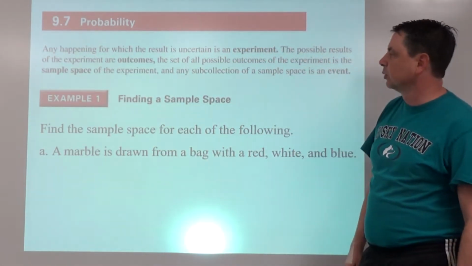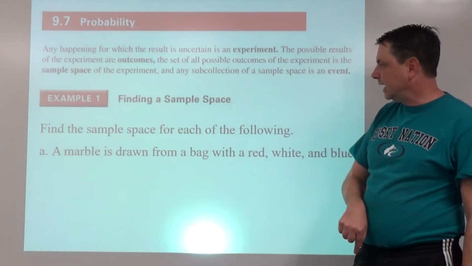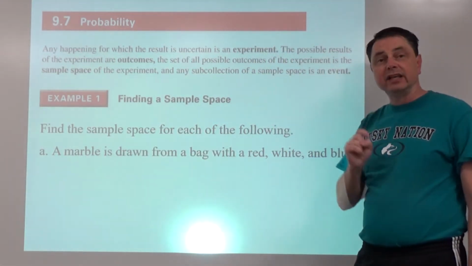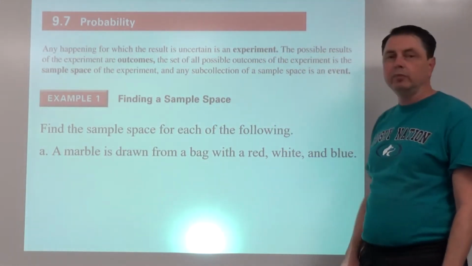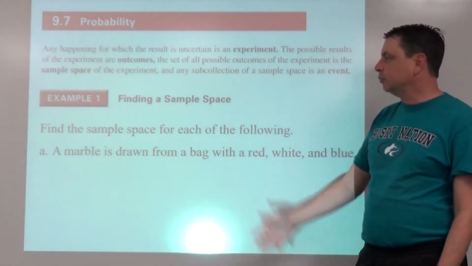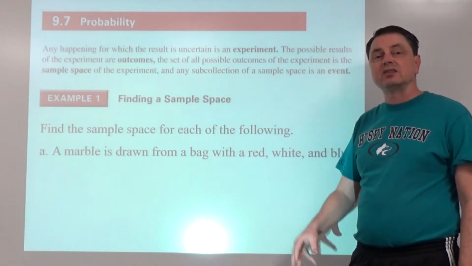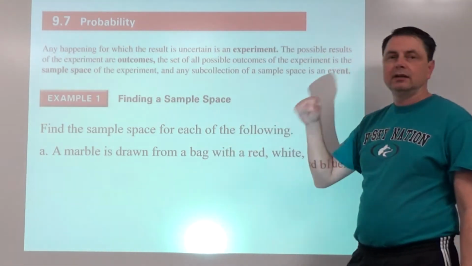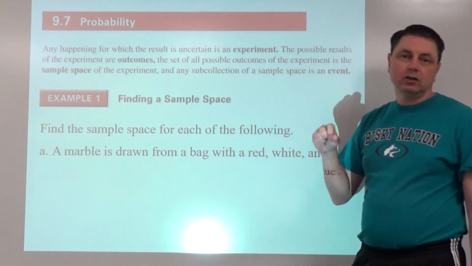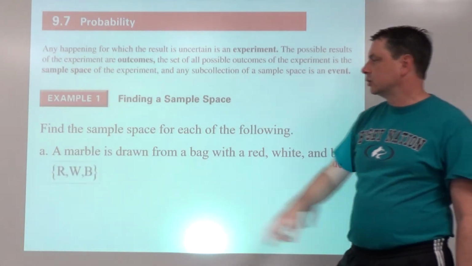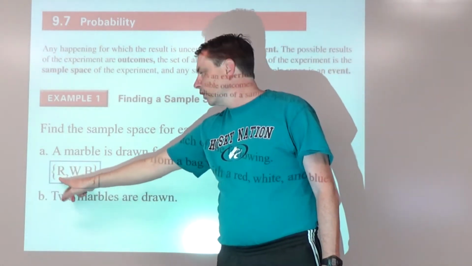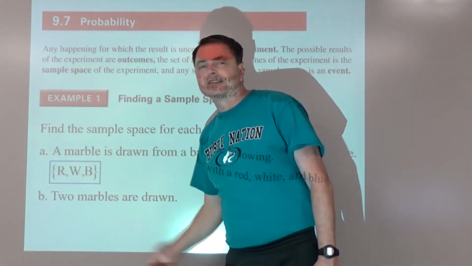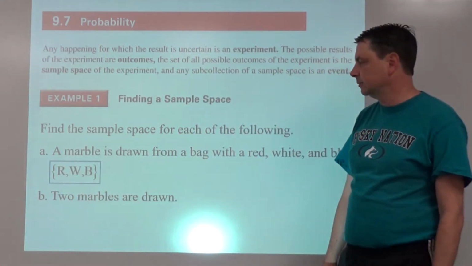So for example, number 1, part A, we're going to draw a marble from a bag that has in it 1 red, 1 white, 1 blue marble. So the sample space would be all the different possibilities of pulling out a marble. We could pull out a red, or a white, or a blue. So the sample space is red, white, blue. We're listing that in set notation.